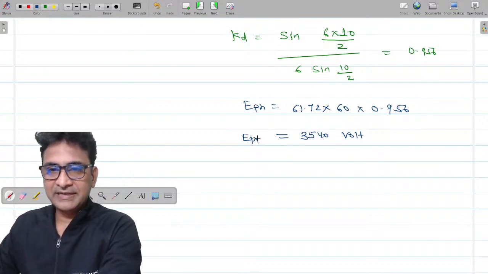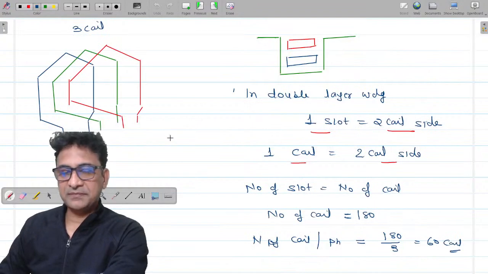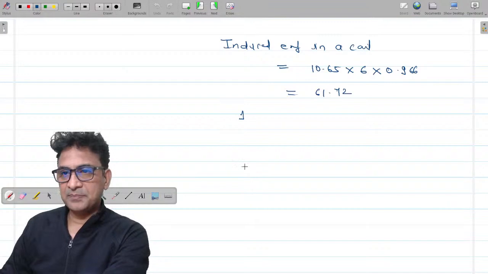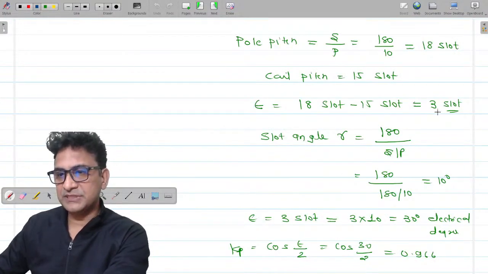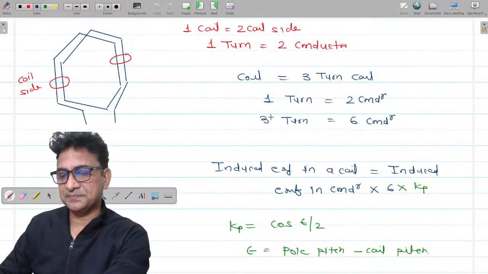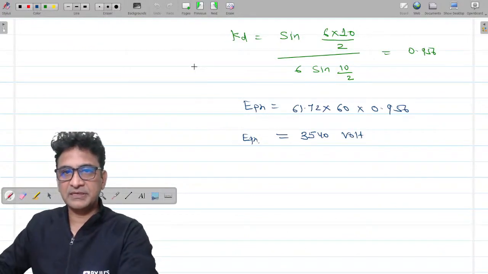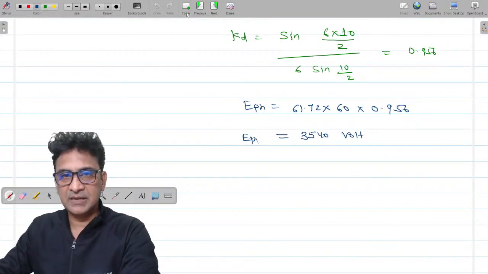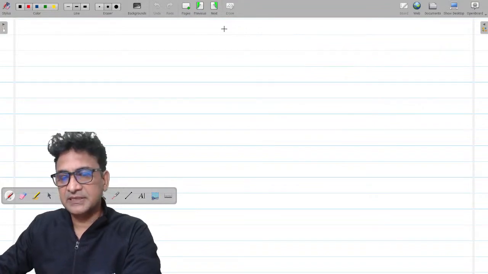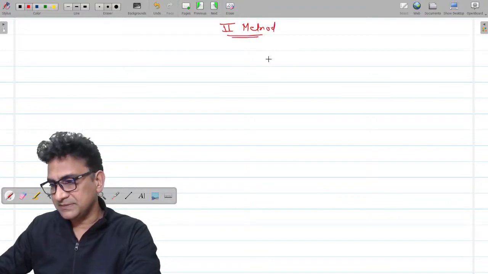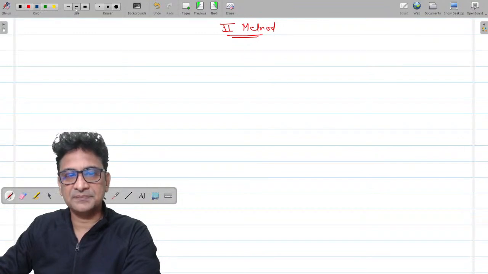The 3 turns we already took into account to find the induced EMF per coil. In the previous question, when we found the induced EMF in a coil, we took these 3 turns into account. Or you can directly solve this question by using this formula. I am solving it by the second method, because we know the direct formula to find the induced EMF per phase. Is it clear?